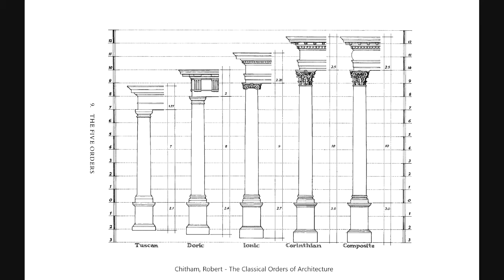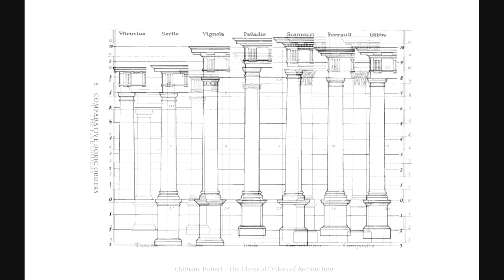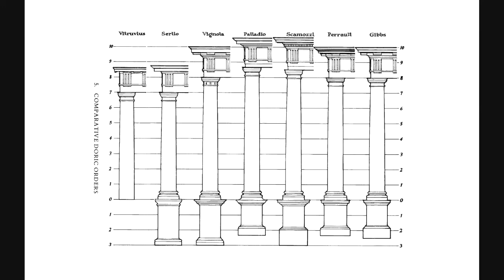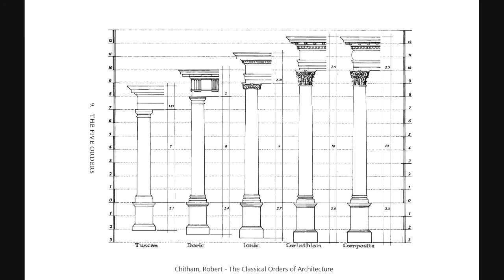So here you see the five main orders, and this is a version that Chitham, as an architect from the 20th century, the 1980s, developed. So he studied previous systems. I'll show you in a second. They look, for example, like this. These are different Doric versions, how it can be. Slide 6. I go back to slide 5. There he made like the ideal one for all five.